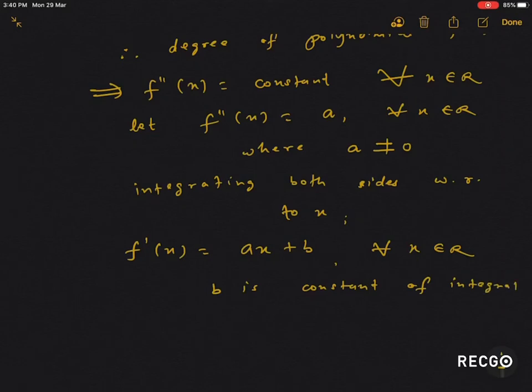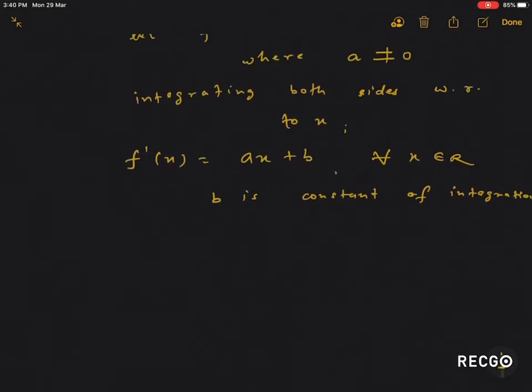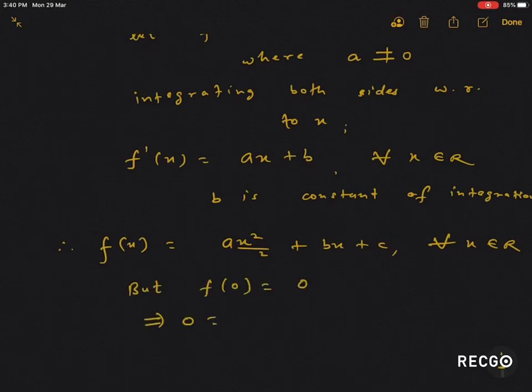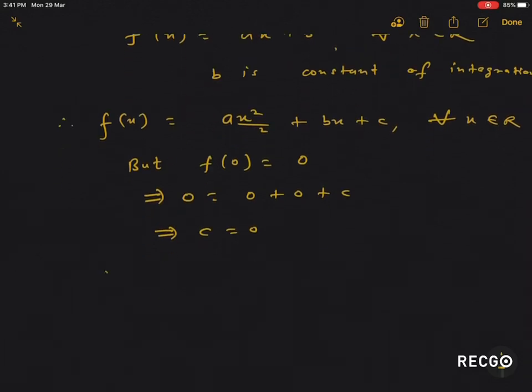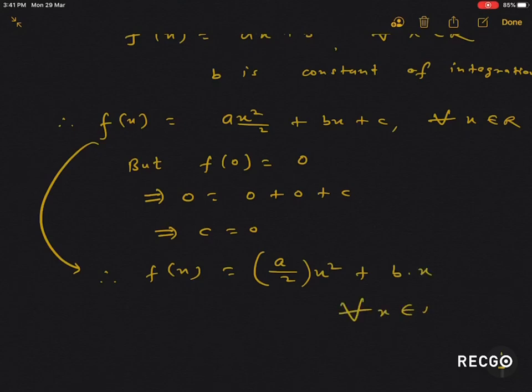Now if I again integrate both sides with respect to x, then the integration of f dash x on the LHS should become f of x, right? So f of x is equal to ax square by 2 plus bx plus c. Again, c here is another constant of integration for all x, but it is given that f of 0 is equal to 0, which implies that c is equal to 0. So now your f of x is equal to, putting c is equal to 0 here, a by 2 into x square plus bx, for all x belongs to R.